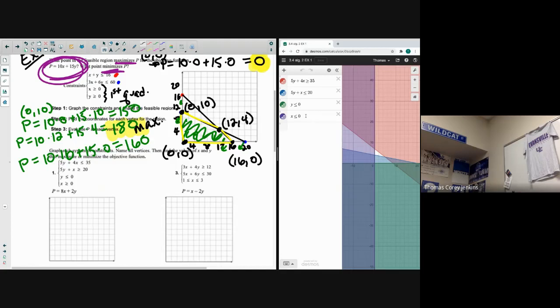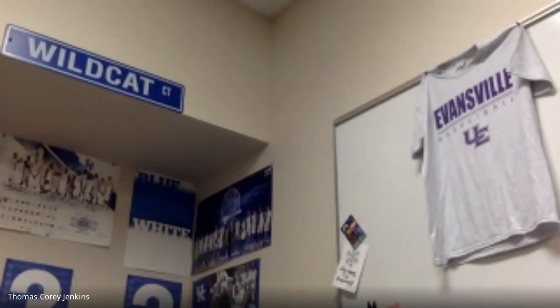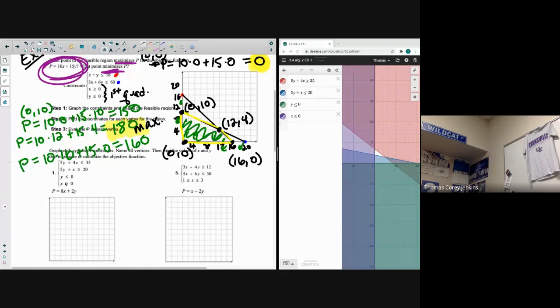All right, so anyways, it's all typed in, 5y plus 4x is greater than or equal to 35, and then you can see they're all kind of the same. One note is that this one should say y is greater than or equal to 0, so that would be a typo. Y is greater than or equal to 0, or at least that's how I changed it.